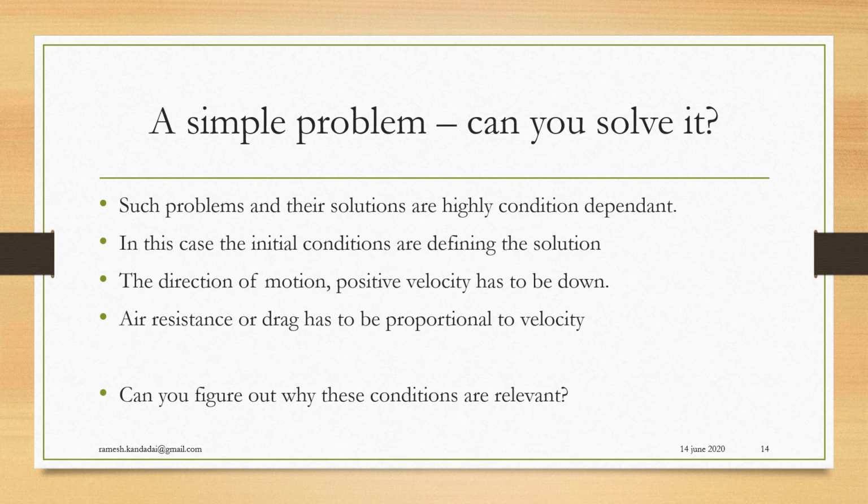Such problems and their solutions are highly condition dependent. These are known as boundary condition problems, and they are dependent on their initial condition. In this case, the initial conditions are defining the solution. The direction of motion, positive velocity, has to be down for the solution. Air resistance or drag has to be proportional to the velocity. As long as these two conditions are met, the solution is valid.